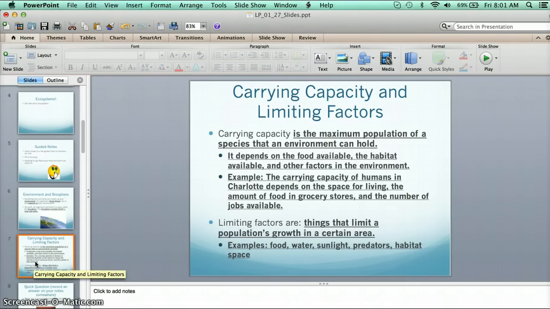Okay, a few other terms I want to introduce are carrying capacity and limiting factors. These two words make sense, but we're pretty much just applying a new science term to something that you probably already have thought about before. So carrying capacity is literally the maximum population of a species that an environment can hold. So it's at capacity, it's at its full maximum population.